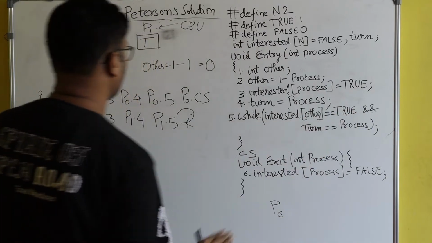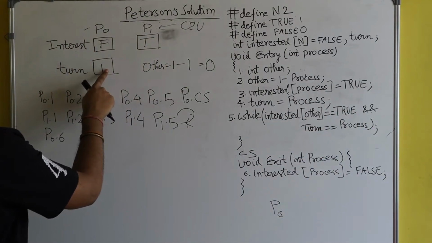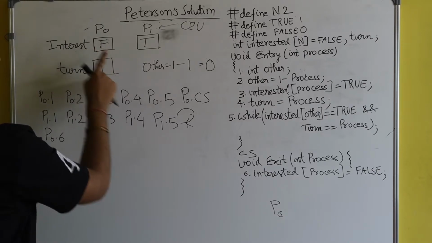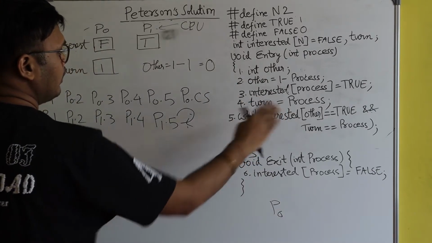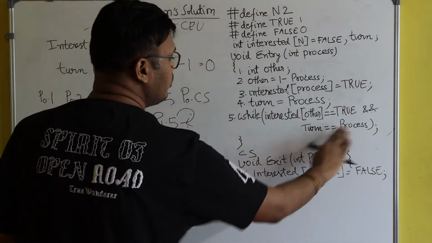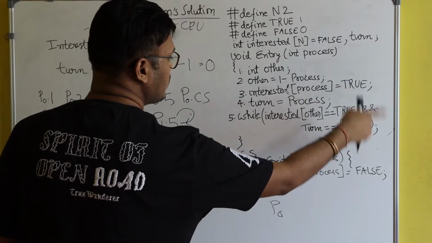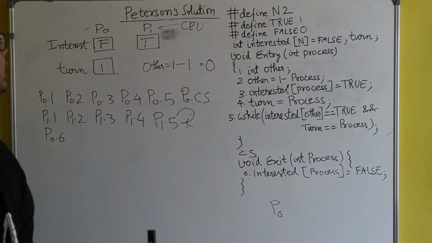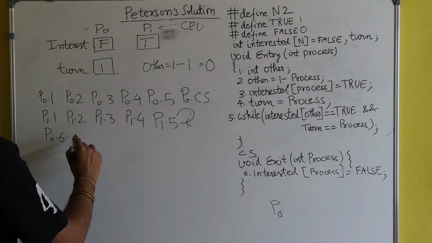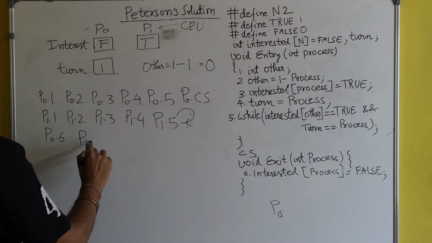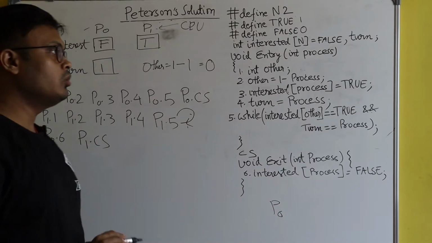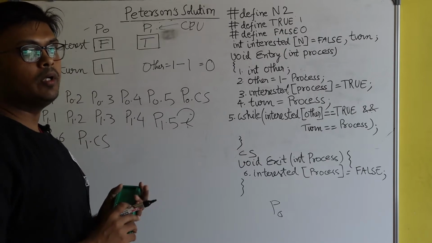And turn is equal to process. Although turn is equal to process, you see the previous condition, interested of other is equal to true. This condition is false. So false and true is false. So this means what? The while loop will be broken. And since the while loop will be broken, now P1 will enter inside the critical section. Okay. So in this way, this code will run.